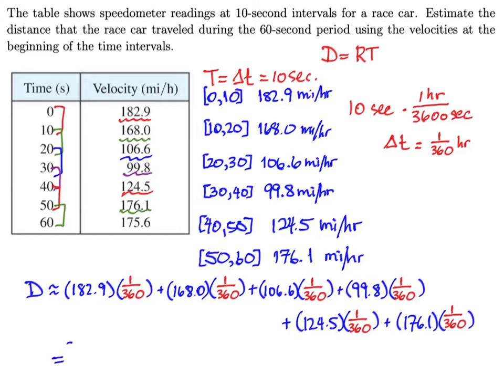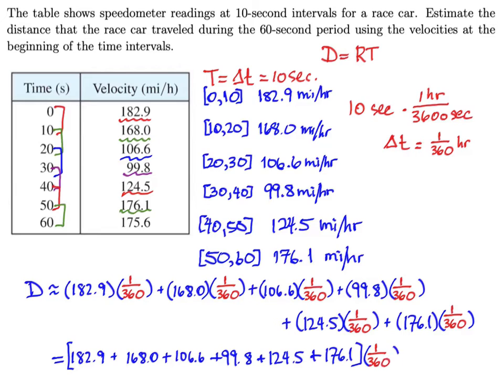And if I pull out the 1 over 360, using the distributive property, I can just add up all these rates and then multiply that sum by 1 over 360. So that's just using the distributive property, to save myself a little bit of multiplication. After I add those numbers together, divide by 360, I got 2.4 miles. Total distance traveled in that 60-second race.